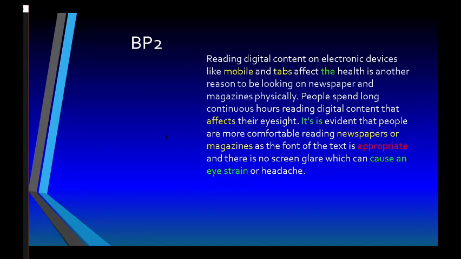"People spend long continuous hours" - pick one adjective - "reading digital content that affects their eyesight." Yeah, you just said that. That's a typo. "It's evident that people are more comfortable reading newspapers or magazines, as the font of the text is appropriate." Appropriate for what? Size? "And there is no screen glare, which can cause an eye strain." Eye strain is uncountable. You can't have "an" eye strain.